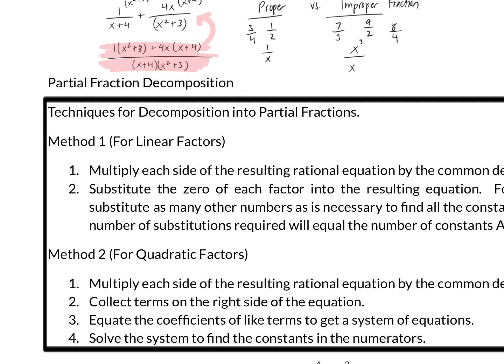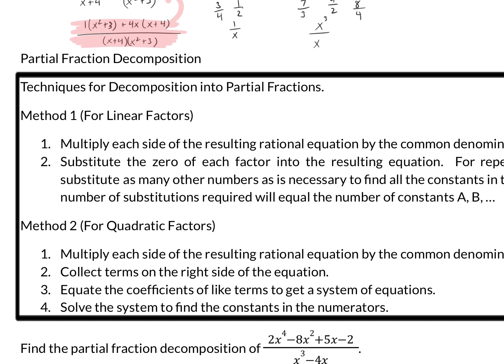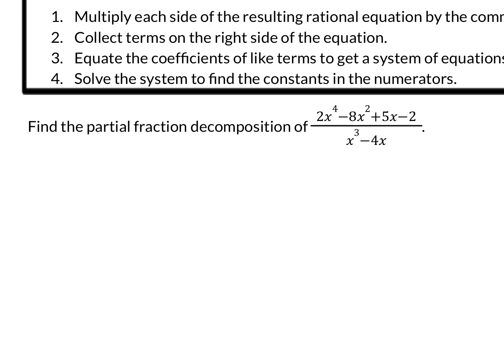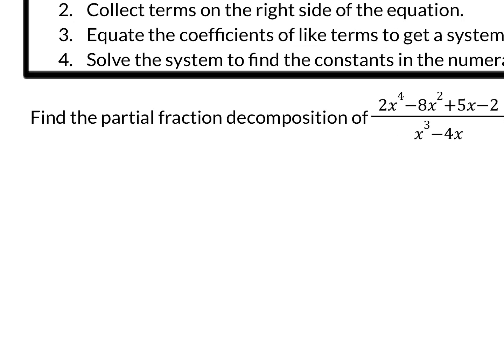All right. So here are the steps for each linear and quadratic form. I'm just going to jump into an example, because otherwise these things are not going to mean anything to you. We've got this whole fraction, 2x to the 4th minus 8x squared plus 5x minus 2 over x to the 3rd minus 4x, okay? The first thing we need to check is, is this a proper fraction? Is the numerator smaller than the denominator?